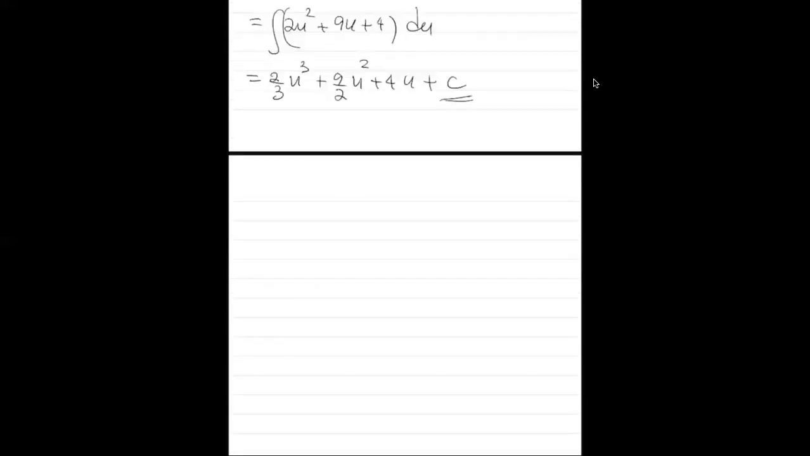And then we learn other techniques, the substitution rule. Okay, the substitution rule, which I used earlier.